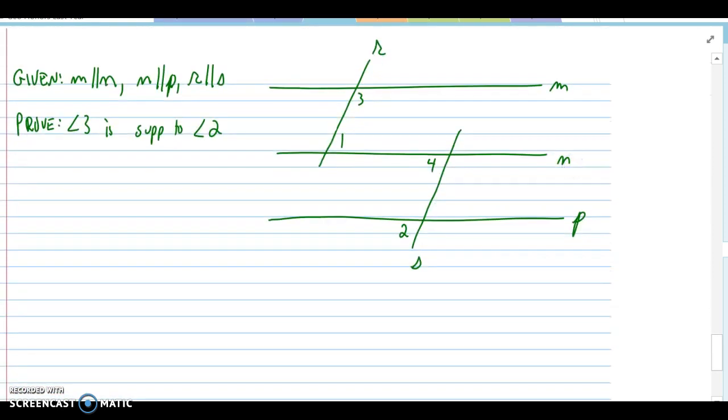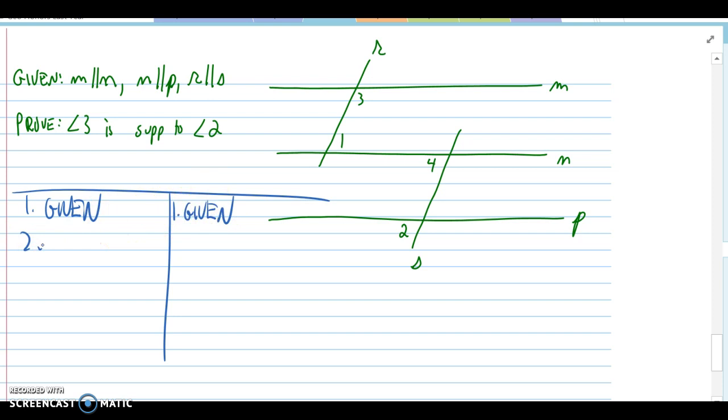Last problem, we have another proof. Again, maybe you want to pause it and try this one on your own, compare with what I have up here. We have 3 different sets of lines that are parallel to each other. The goal here is to get that angle 3 is supplementary to angle 2. We know this is the given.